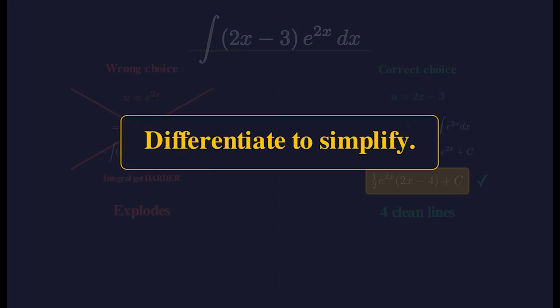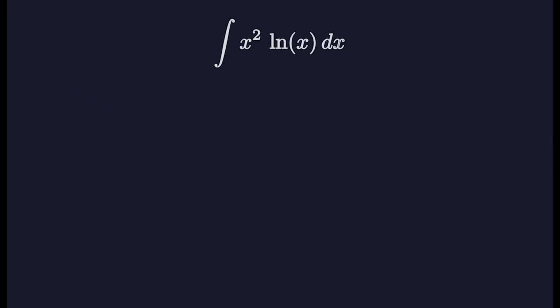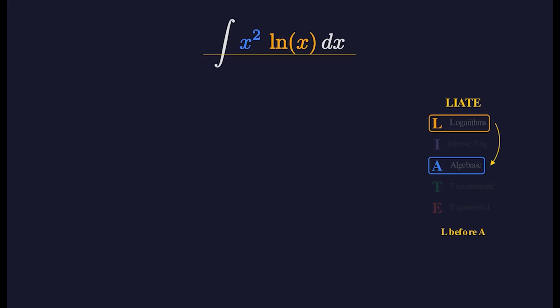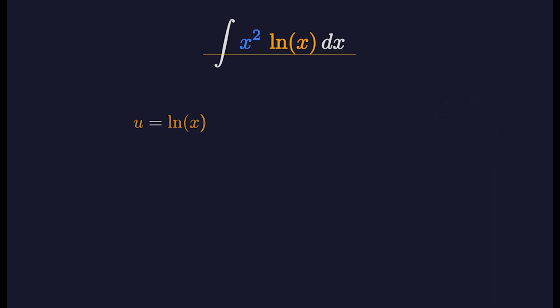Nothing illustrates LIATE more concisely than when we have a logarithm involved. So to take the example here, let's say we've got the integral of x squared ln x dx. If we apply LIATE to this question, u obviously is going to be ln x. Why? Because it corresponds to L. It's top of the hierarchy. So as a result, du is going to equal 1 over x dx.